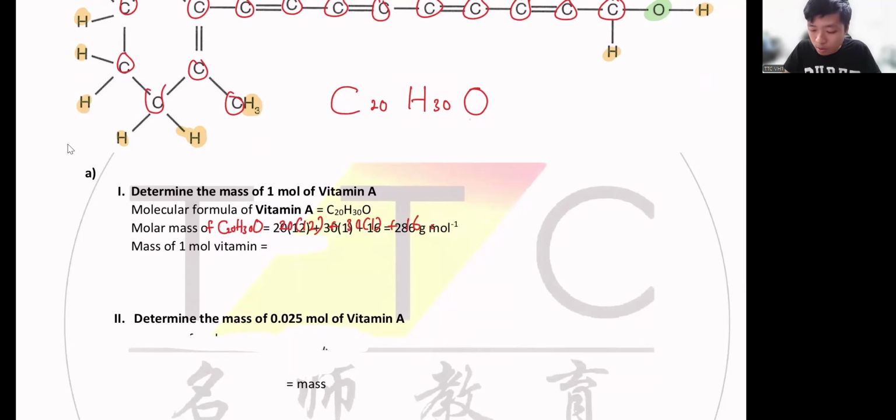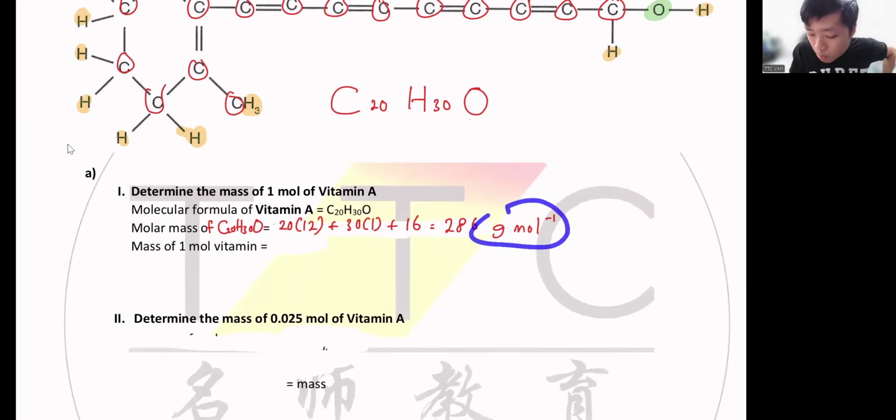286. Okay, very good. The molar mass is 286. Molar mass has to have the unit gram per mole, g mol^-1. If they ask for relative atomic mass, then you don't need to put a unit. But if they ask for molar mass, then you put the unit.